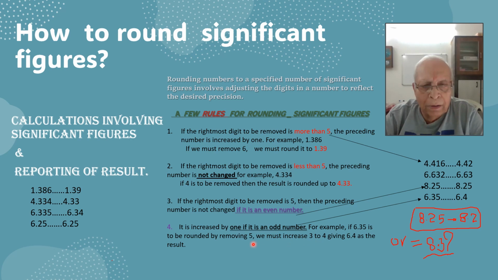Then this 5 will be removed. Say 6.35 is there. We remove 5 and change the preceding number to 4, increasing by 1. So that is how we follow the rules, and following these rules, we proceed further to take up several other examples. Of course, a few examples have been discussed here. You may go through it.